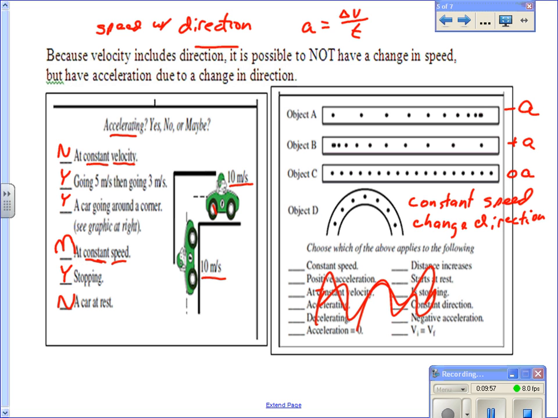That means we have a change in velocity, and we have acceleration because we're curving. We're changing the direction of our motion, but we're staying the same speed. That means we do have acceleration.